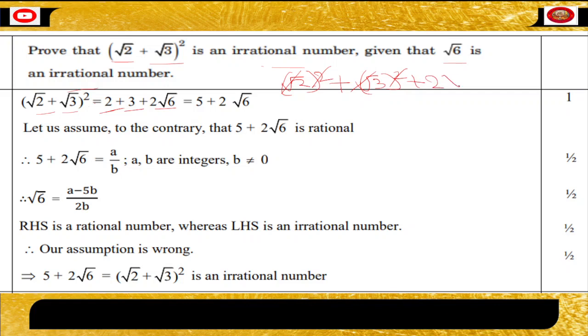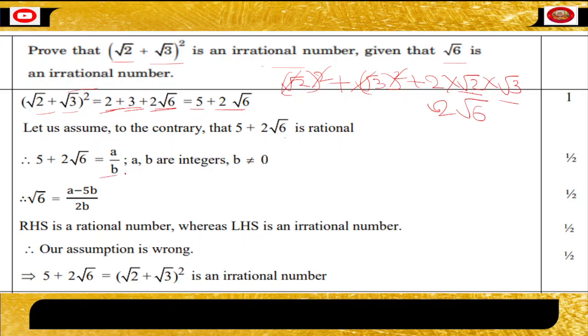Next plus 2ab. Plus 2 into a, which is root 2, into b, which is root 3. That means 2 into root 2 into root 3, which is 2 root 6. That is written here. 2 plus 3 is 5, plus 2 root 6. Next, let us assume the contrary. That means 5 plus 2 root 6 is a rational number.